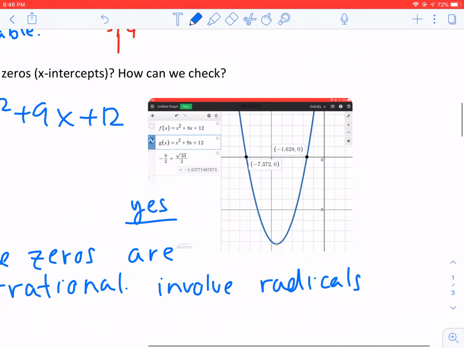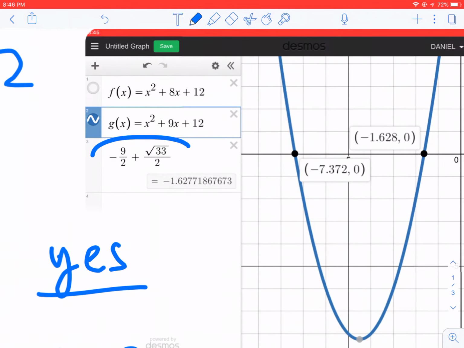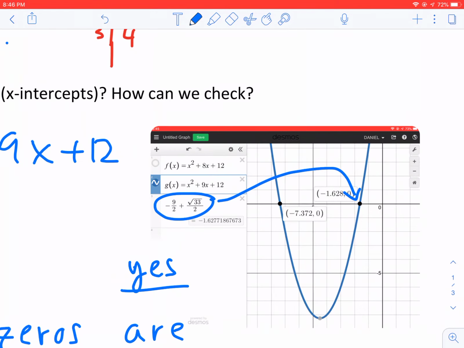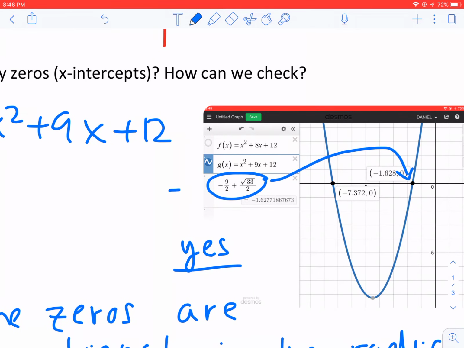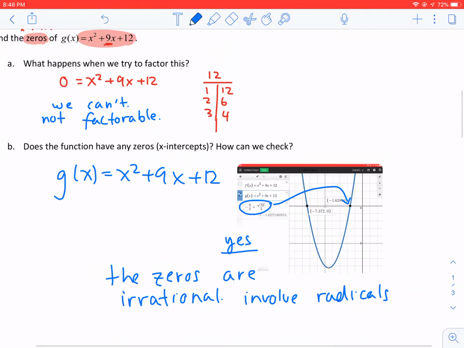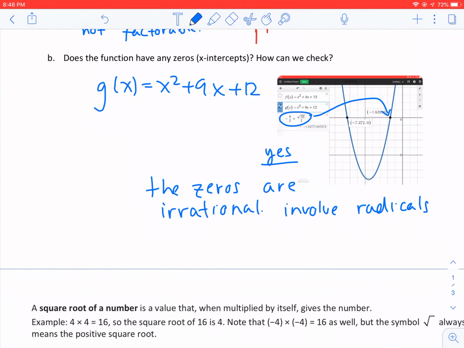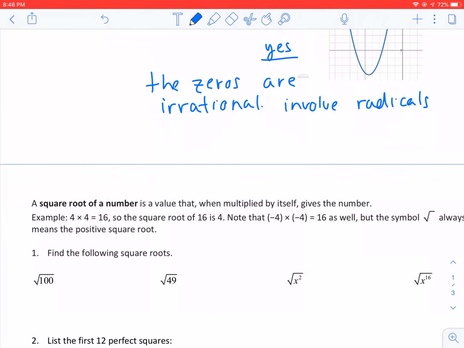Alright, so our zero here was actually this number. Negative 9 over 2 plus radical 30, divided by 2. And don't worry about how we get that answer yet. I just want to show you why we're talking about radicals now all of a sudden. And this is why, because if we have irrational roots, there are going to be square roots involved. Alright? So, today's lesson, we're going to simplify radicals.